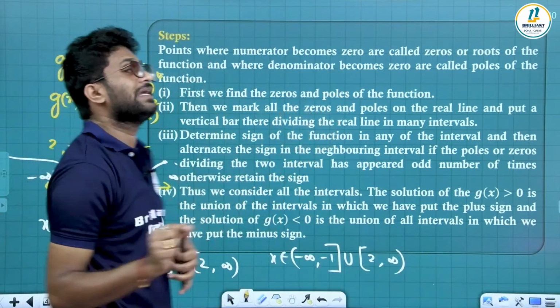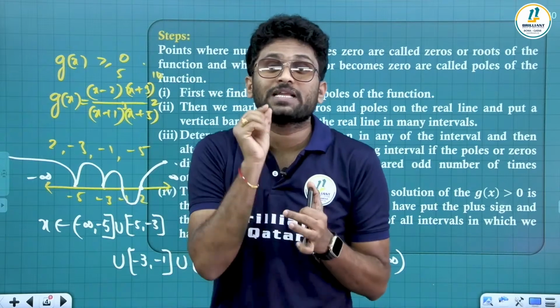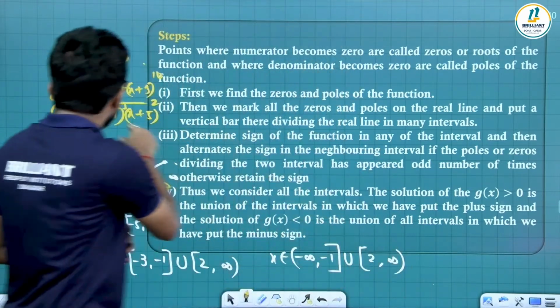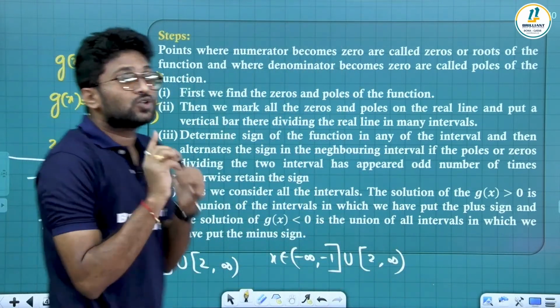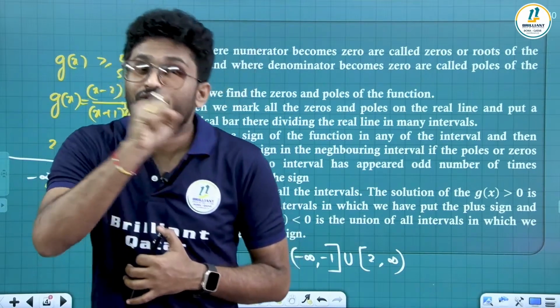Denominator poles shouldn't be included. That means the denominator, these -1 and -5, should never be included in the solution.